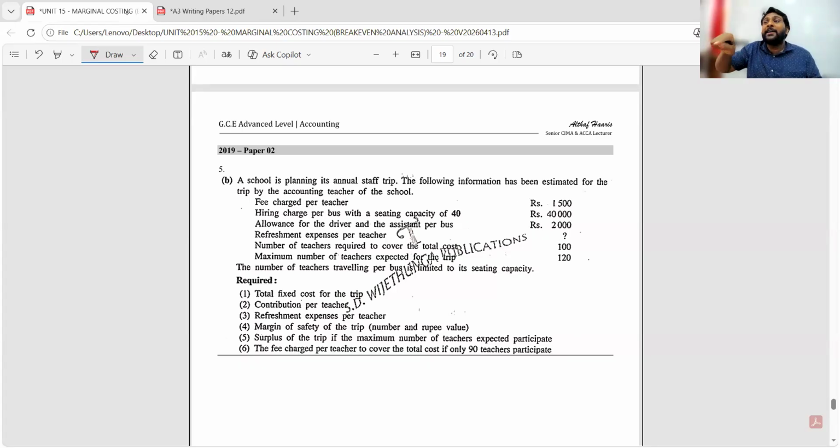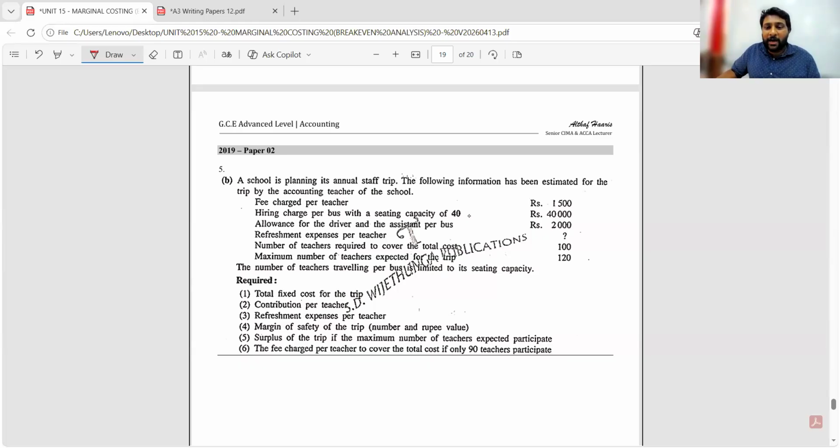Any cost per teacher. Once it becomes per teacher, it is variable cost. Do you understand the scene? Once it becomes per teacher, it is variable cost. Every cost per teacher, per teacher means variable.